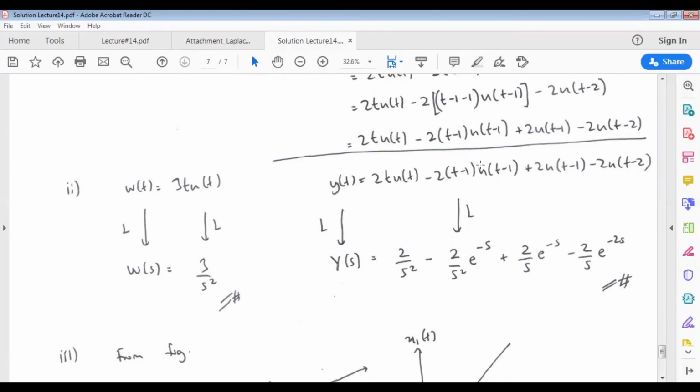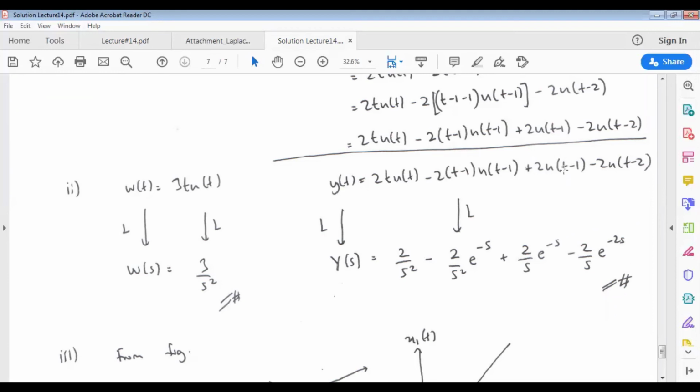Okay, the second term is a case whereby the function is shifted by 1 unit. So we have to deal with the shifting properties. It's going to give us 2 over s squared exponential of -s. The same thing applies for the third term.